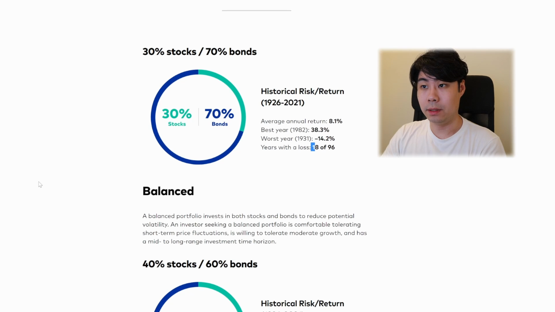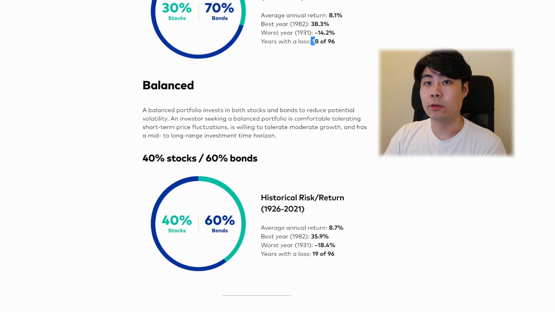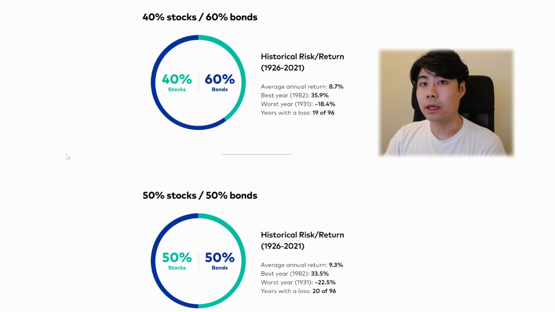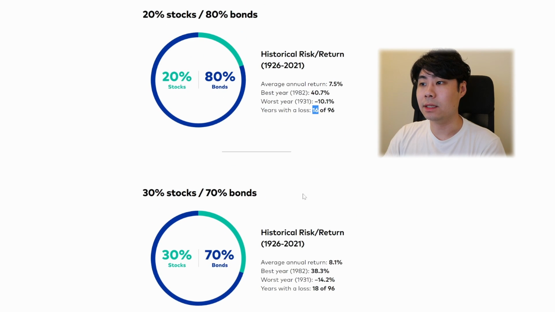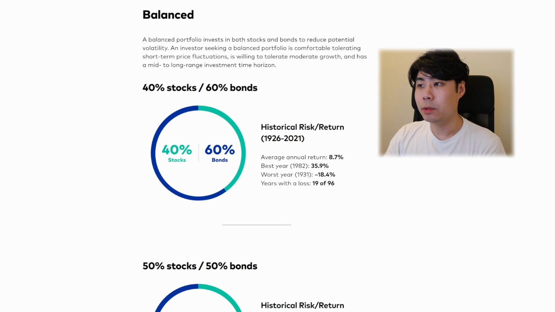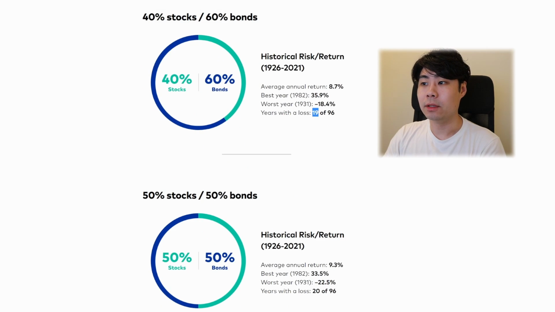All right, so the next category is the balanced portfolio, and they have a more equal allocation between stocks and bonds. But notice that as the allocation of stocks increases from 20% upwards, there is definitely an increase in the number of years with a loss. Starting from 20%, we saw 16 to 18. Now with 40%, we see 19, and 50% is 20, right? So there are more and more years with a loss, but overall the average annual return is increasing as well.